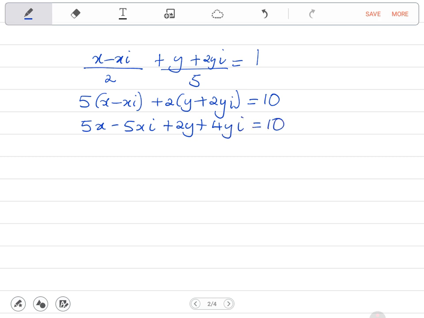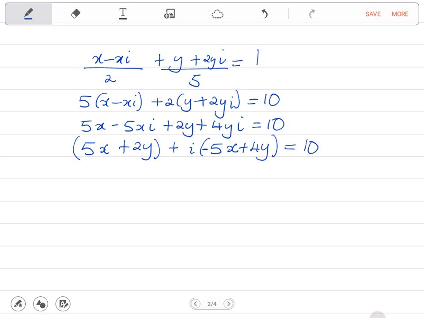Expanding this, we get 5x minus 5xi plus 2y plus 4yi, and that is equal to 10. Let us group the real parts together and the imaginary parts together. The real parts are these, having 5x and 2y. Then we also have the imaginary part, so I can factorize the i there. So I'm going to have i outside, so negative 5x, oh, it's negative, by the way, then plus 4y, and this is equal to 10.